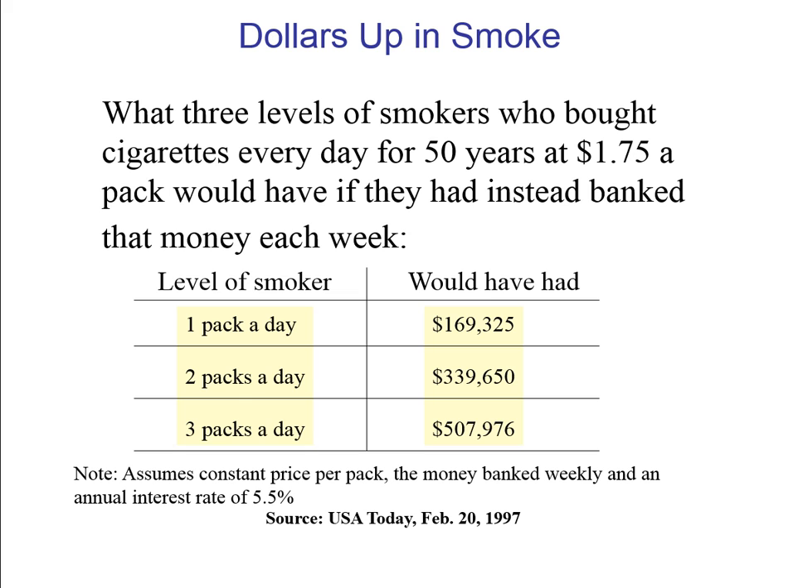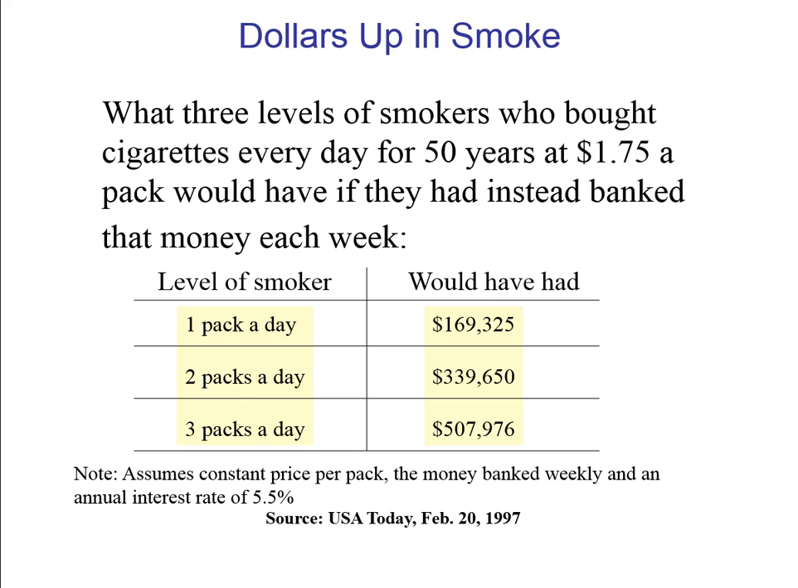Now let's take another example. If you smoke, or you know someone that smokes, you might be interested in this example. This example calculates the amount of savings that someone might have if they save the cost of a pack of cigarettes in a bank instead of buying one, and that will be over 50 years with an account that provides an annual interest rate of 5.5%.